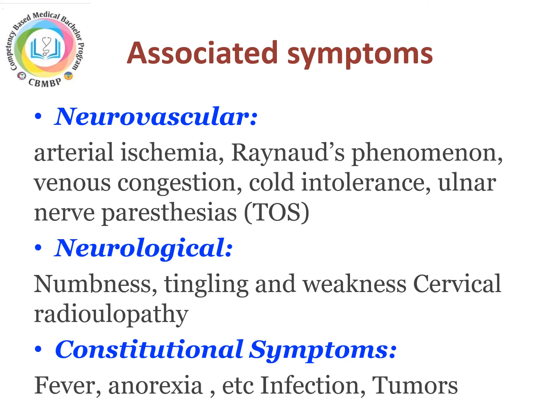Constitutional symptoms like fever, anorexia, infection, tumors, all these help you to differentiate the causes of inflammatory shoulder pain in rheumatoid or juvenile idiopathic arthritis and septic arthritis. All these help you in the differential diagnosis of shoulder pain.